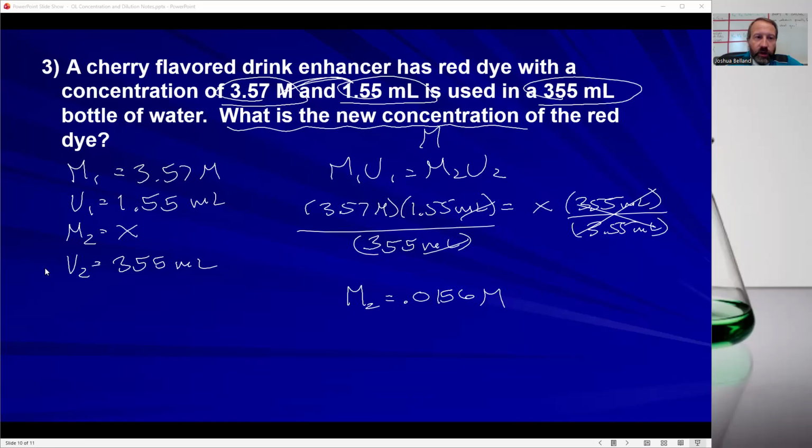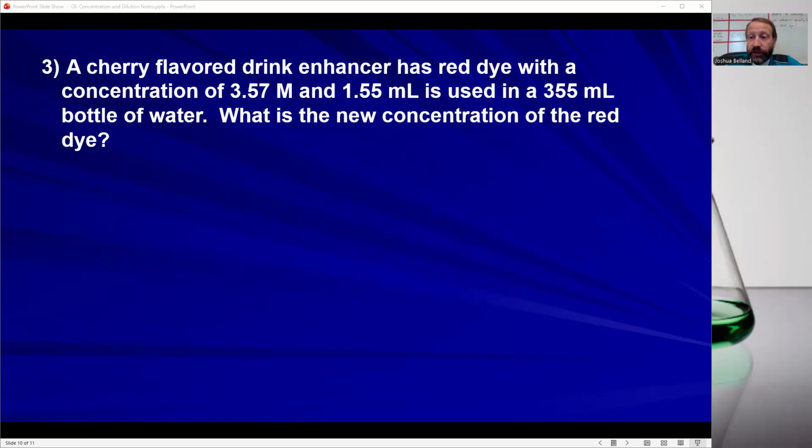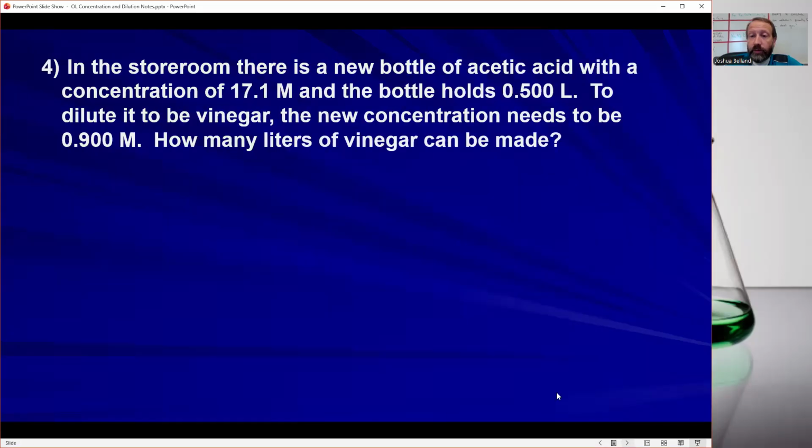And then one last one. And then you will have had a chance to practice all 4 possibilities. We've done, if you haven't noticed, an M1, we've done a V1, we've done now an M2. I'm assuming there's going to be a V2. Oh, look at that. It says how many liters.